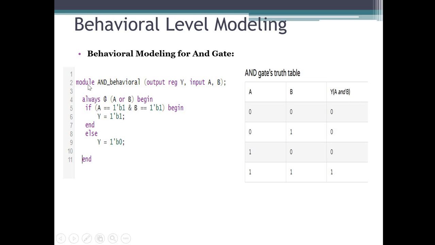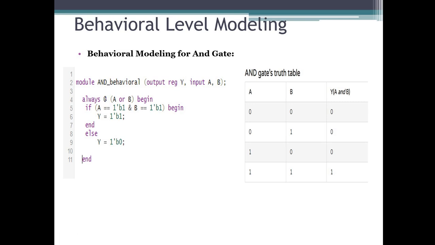First is the module. This is the same keyword module we write here, and then we give the module name, and one more thing here, the terminal list. As I told you, you can declare output as well as input here. Here you can see that reg is a new keyword I'm using.